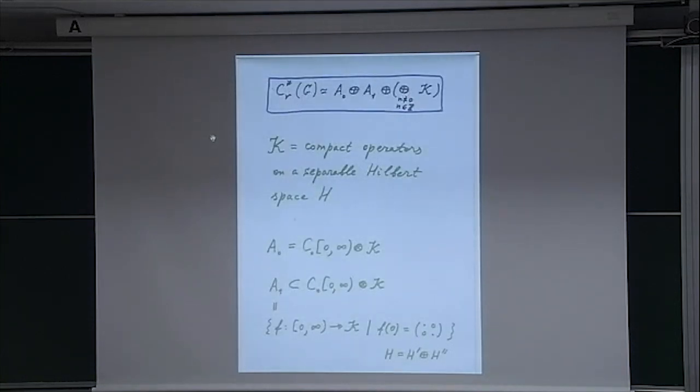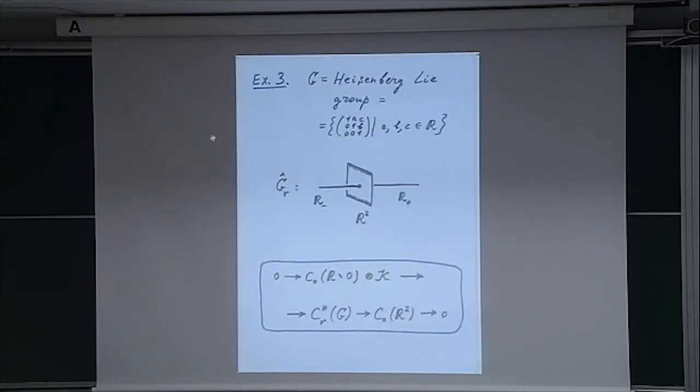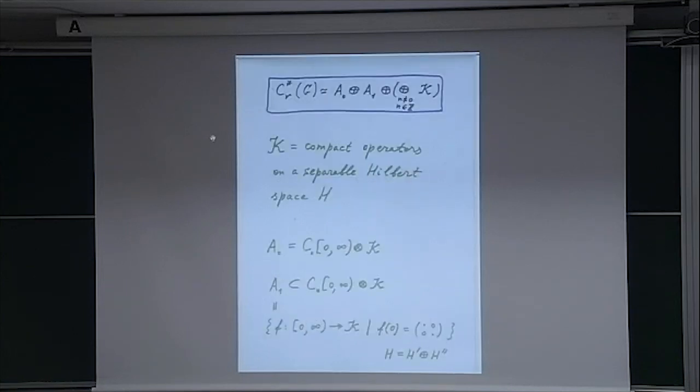Essentially, it means that the group C-star algebra of SL2R decomposes into three parts. There are three ideals which correspond to a direct sum of 1, 2, and infinitely many C-star algebras.